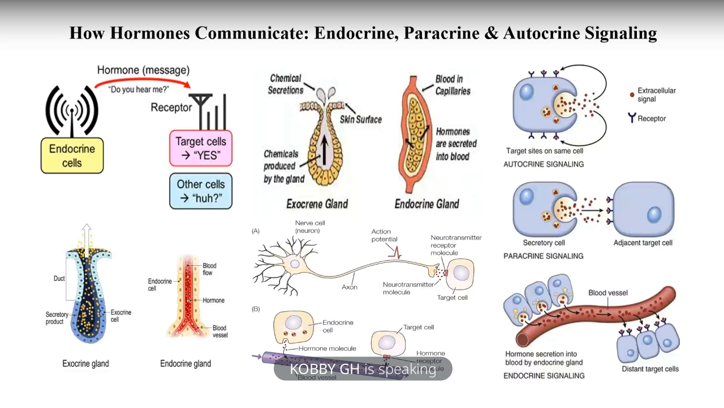Now look at autocrine. Let me go over autocrine again. A cell is producing a hormone. That same cell has receptors for that same hormone. Such a situation, we call it autocrine signaling.